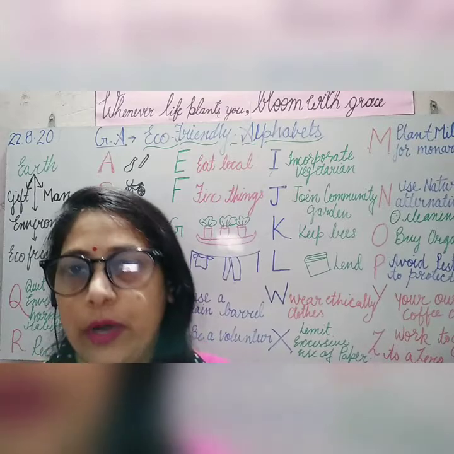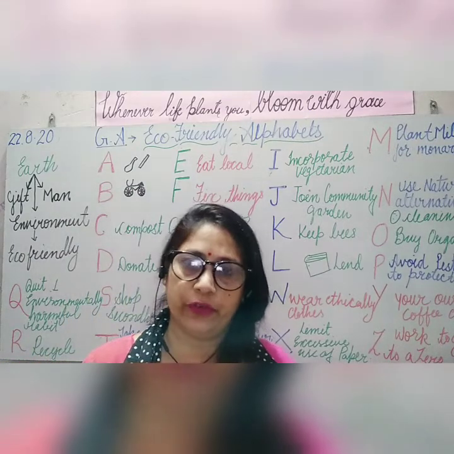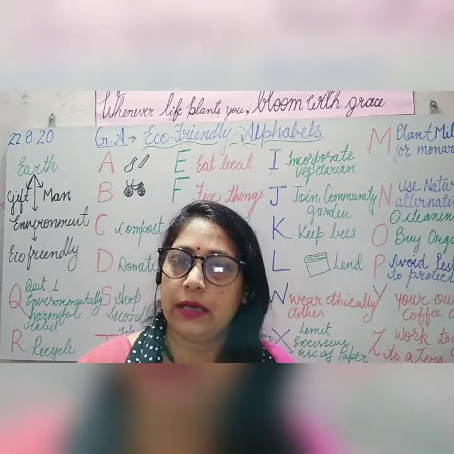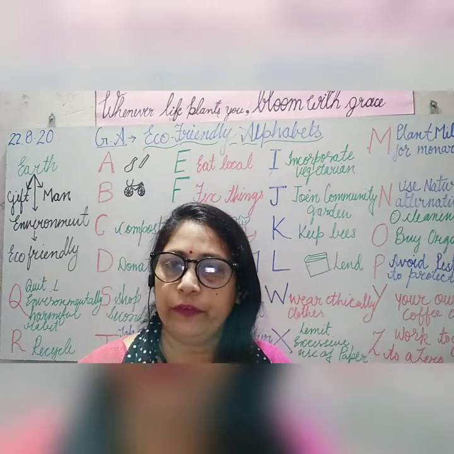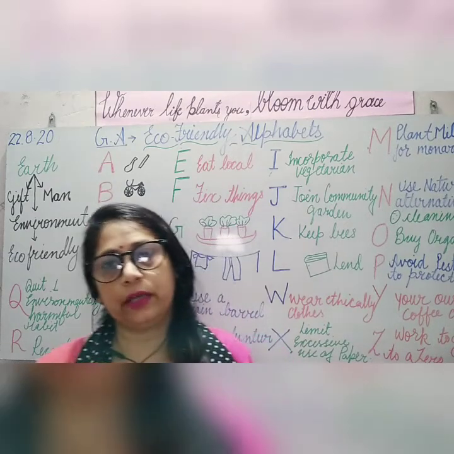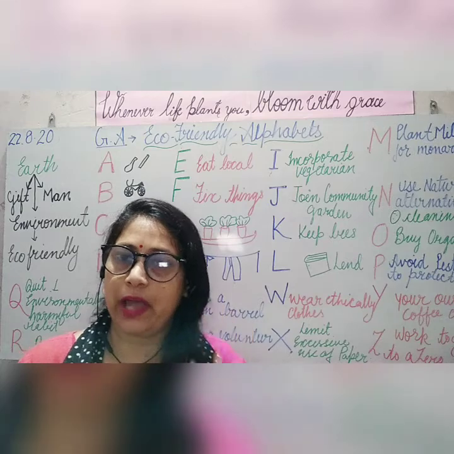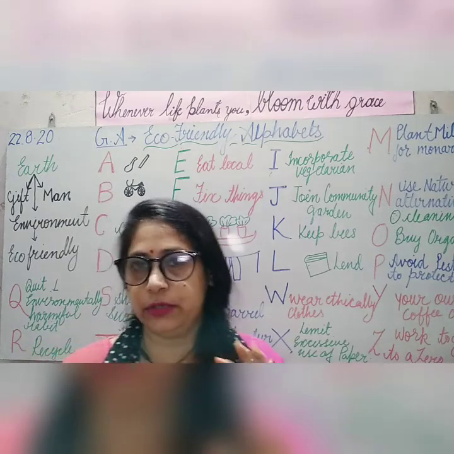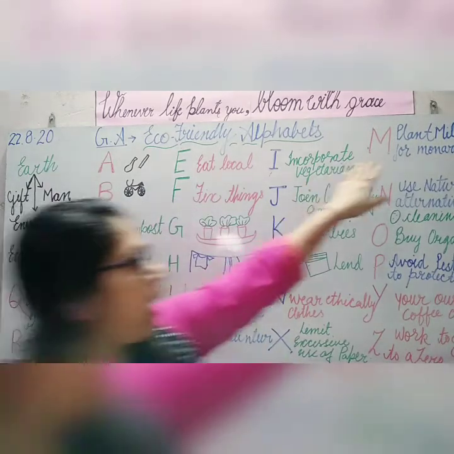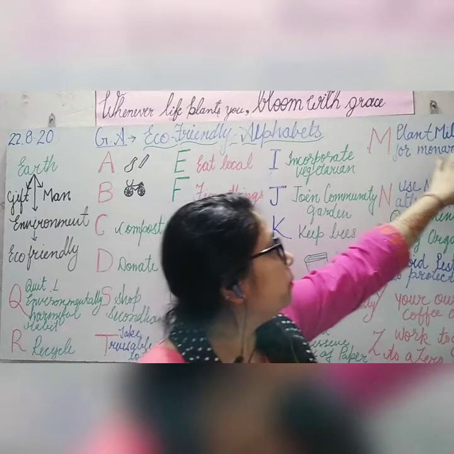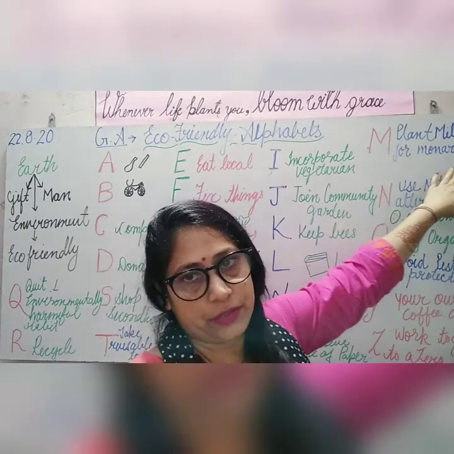Children, you can do one thing. Suppose you are four friends. You can purchase a single book of a different story and you can lend the book to your friends. In this way you will be having four books to read. Okay? And M for plant milkweed for monarchs.